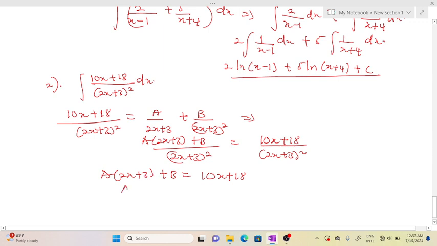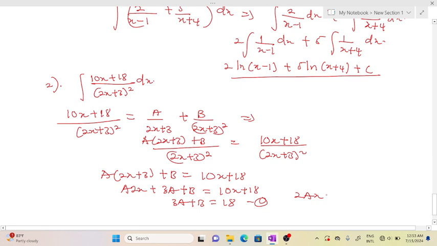So I'm going to have a multiplying 2x, plus 3a, plus b, is equal to 10x plus 18. At this point, 3a plus b will be equal to 18 as my first equation. Then 2ax will be equal to 10x, right? 2ax will be equal to 10x. The x and x will go, and I'm going to have a to be equal to what?